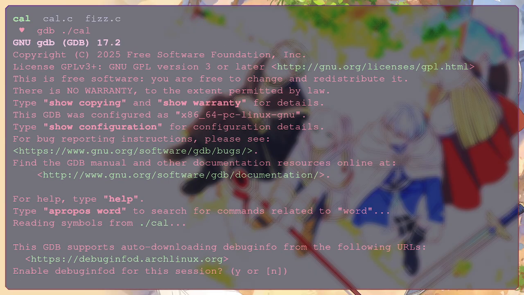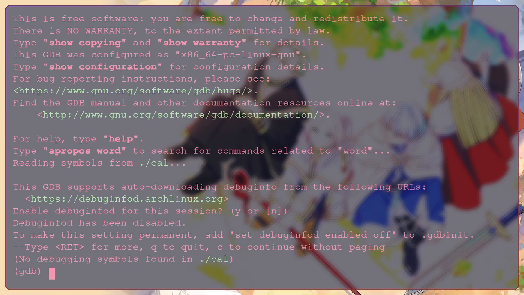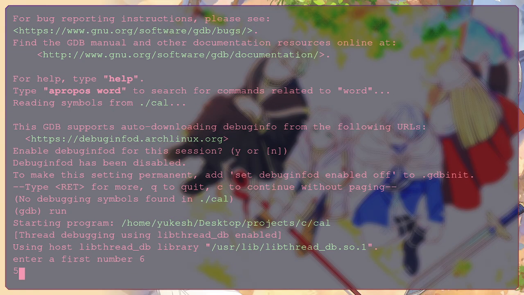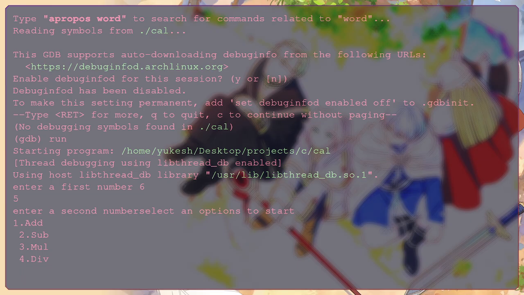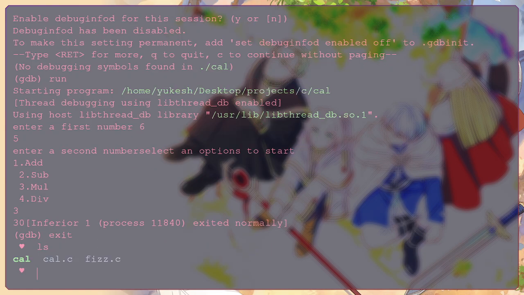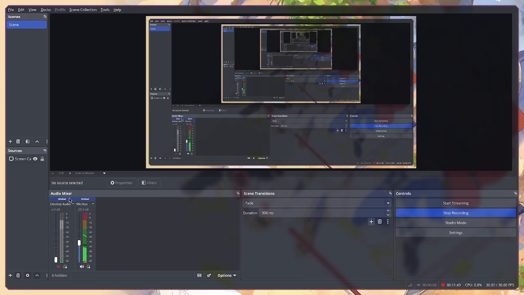gcc calc.c. Yes. Done. 6 5 multiply, 30. Calculator is done, I guess.